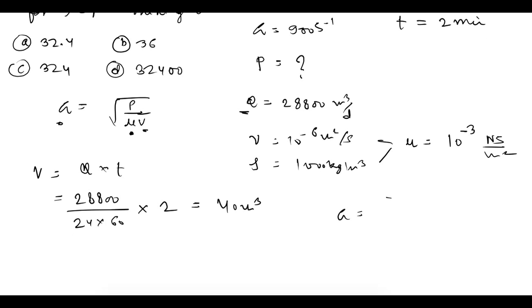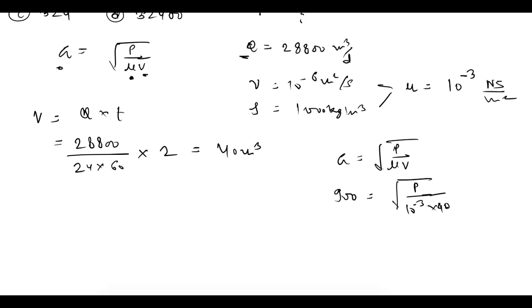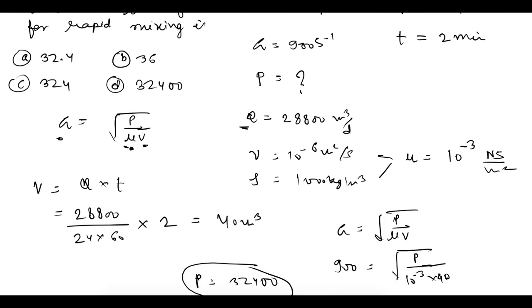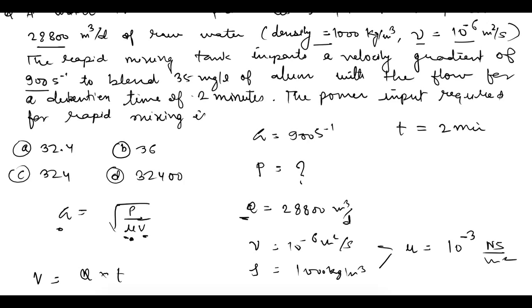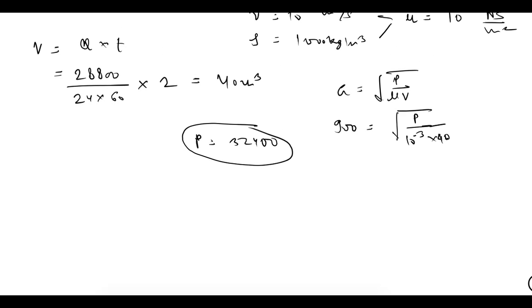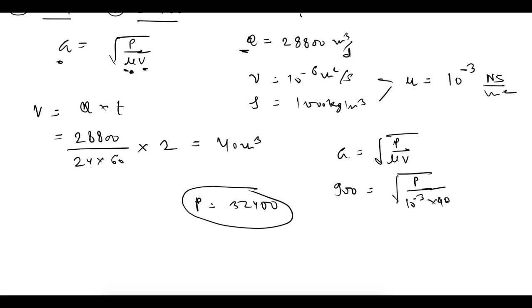G is equal to root of P upon mu into V. G is 900, equal to root of P divided by mu, which is 10 to the power minus 3, and V is 40 meter cube. If you solve this, you will get P as 32400. So this is just the direct question. You just have to remember that we are using dynamic viscosity here, because if you put the kinematic, then the answer will be something else, and these three options are almost similar. So this is it for this rapid mixing. After this, we'll start with the filters. Thank you.